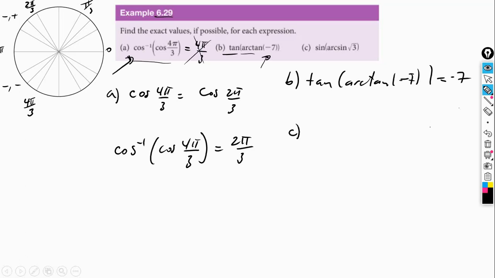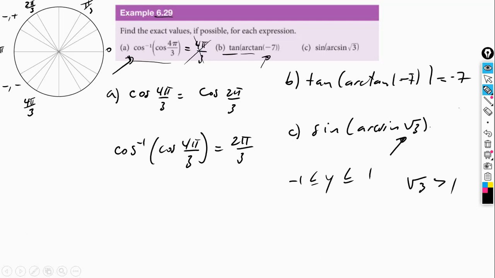Now for C, we have sine of the arcsine of square root of 3. So again, here the question is, is square root of 3 within the domain of arcsine or within the range of sine? So whatever is easier for you. Now remember that the range of sine is going to be between -1 and 1. So is square root of 3 within that range? Well, no, right? Because square root of 3 is obviously greater than 1. Therefore, that means that this is undefined, or it has no solution.